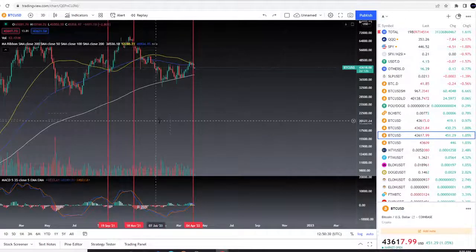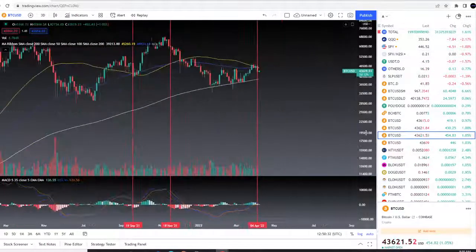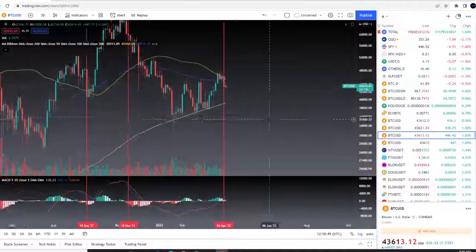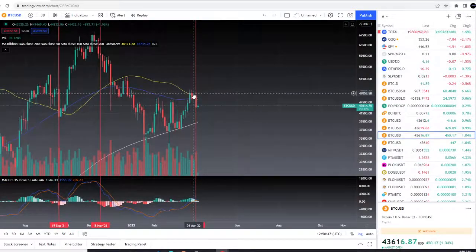And what's interesting is I had that thought before. Well, I thought we were in here, but looking at this, when this yellow crossed below the blue, there was a drop beforehand, and then we went sideways and then moved higher. We just got that now. The yellow crossed below the blue, and we just dropped.